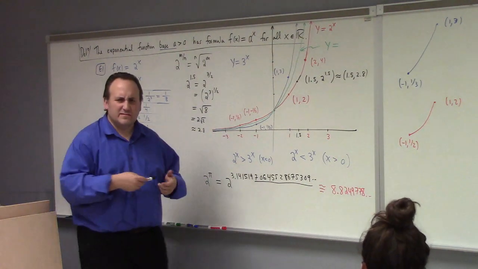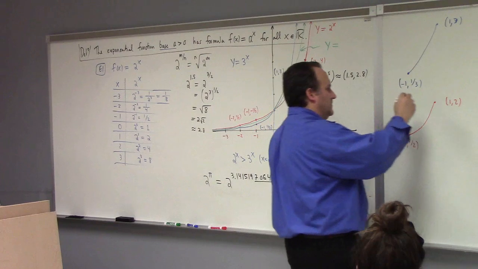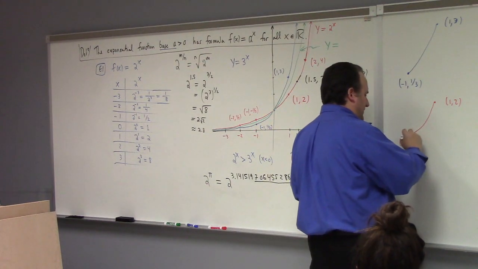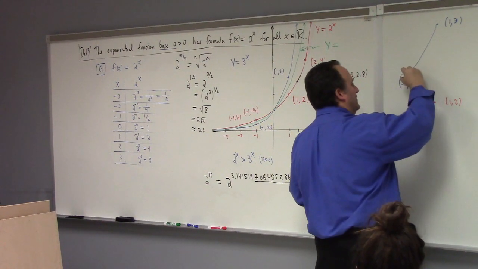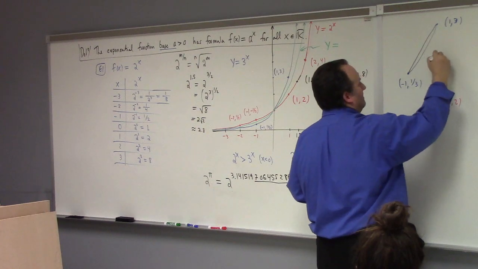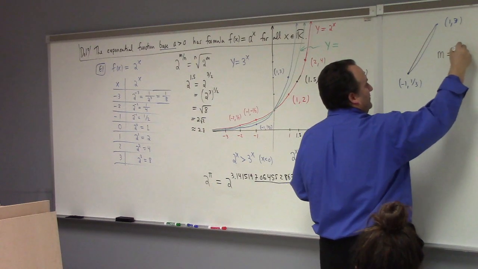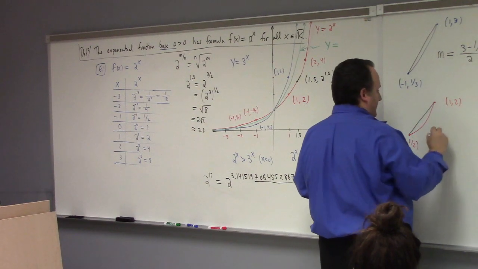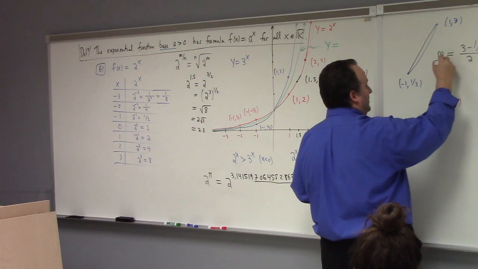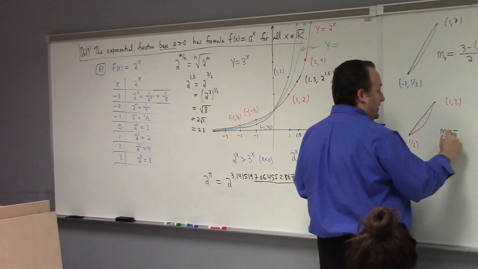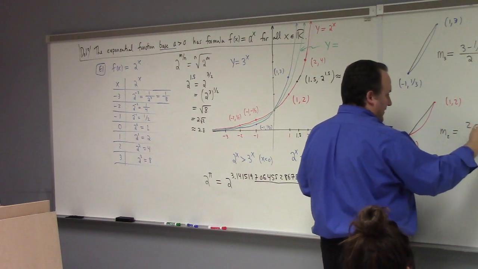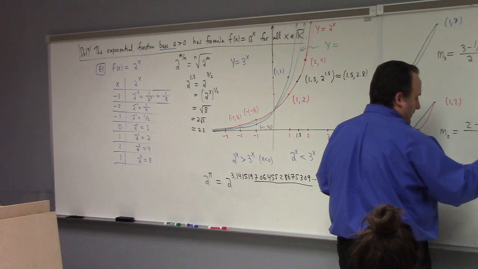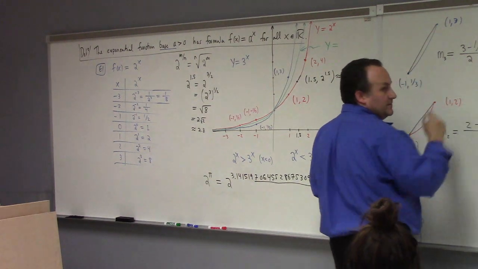What is a secant line? Do you guys know? It's just connect the dots with a line, just that. That's the secant line, okay? What's the slope of the secant line here? So we have (3 minus 1)/3 over 2. And for the other one, the slope for 2, we've got (2 minus 1)/2 over 2. So you guys tell me what those work out to.